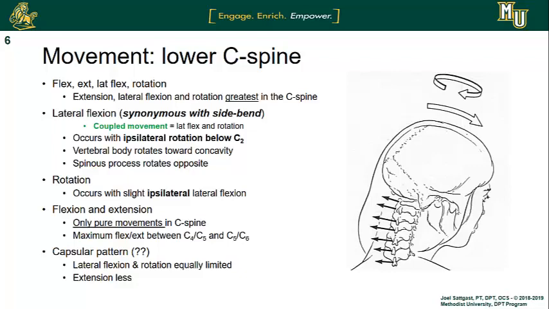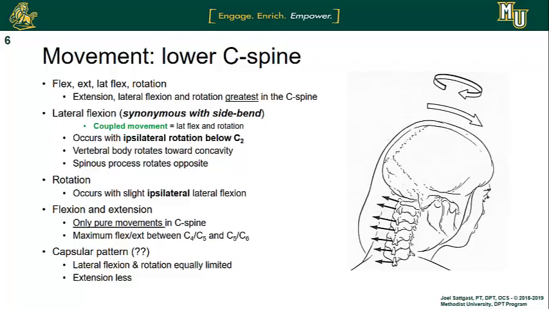Okay, I'll say that again. The inferior facet of the vertebra above will slide posterior and inferior with ipsilateral lateral flexion on the vertebra below's superior facet. Okay, and we'll talk about this a little bit more in class, right? But it's because of this that rotation will occur with slight ipsilateral lateral flexion, and why lateral flexion occurs with ipsilateral rotation. Okay, it's a coupled motion.